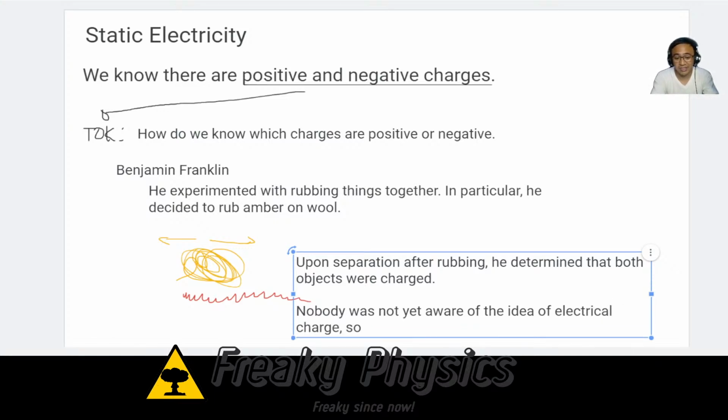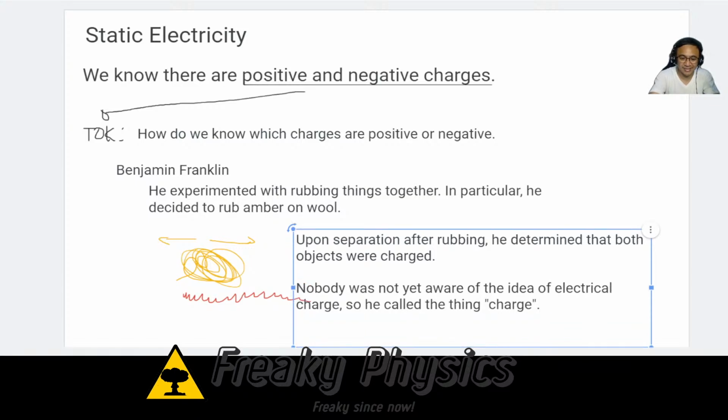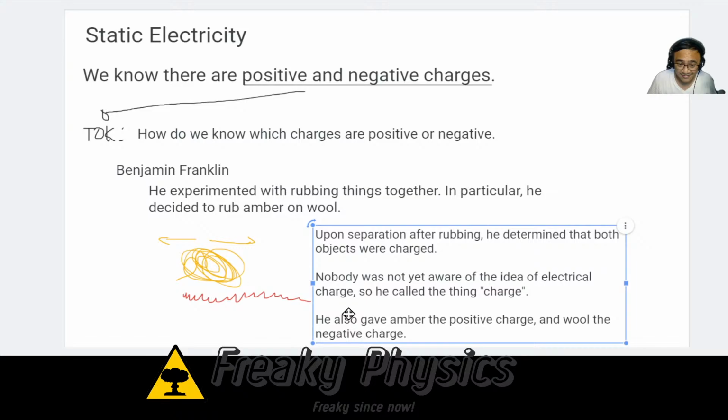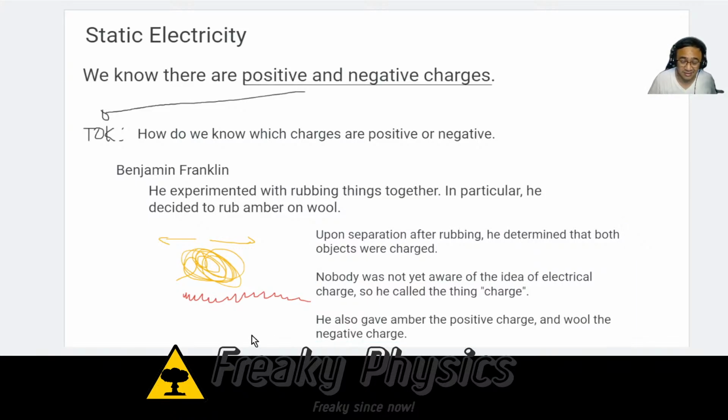So what he did was he called the thing charge. And then one more thing is he also gave amber the positive charge, and wool the negative charge. Okay. All right. And the naming stuck. The naming just stuck.